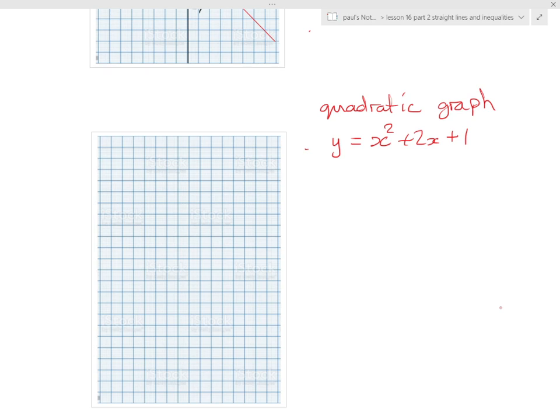If the x squared is positive, then it will look like that, a parabola that has a line of symmetry down the middle. If it's negative, it will look like that, again a parabola that has a line along the middle.